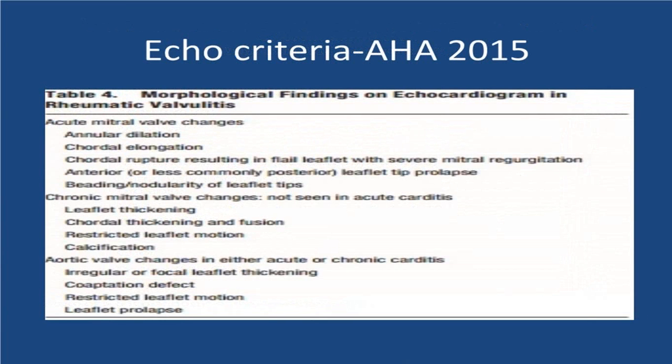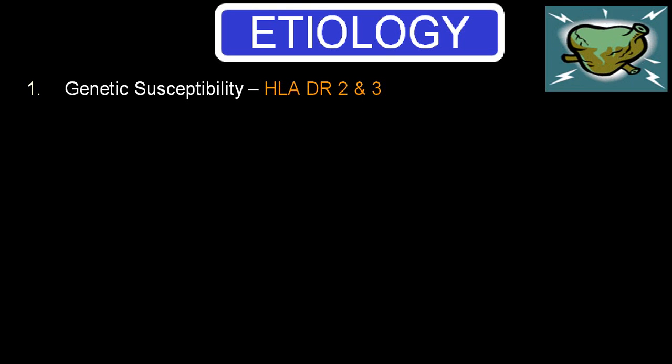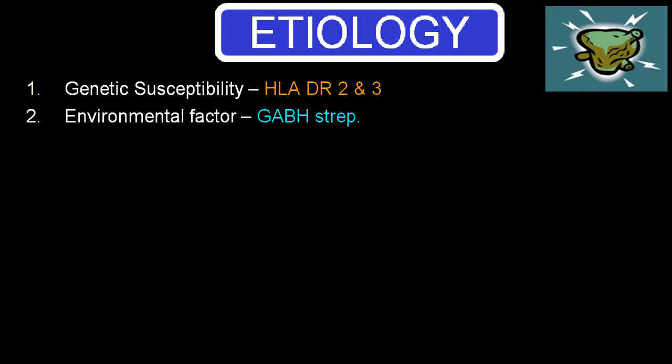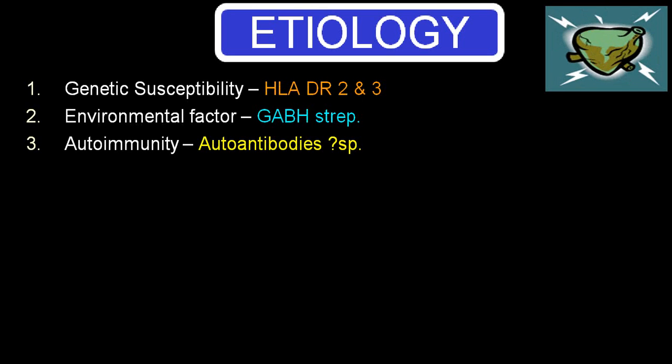There is another echo criteria published by the American Heart Association in 2015, where you can get involvement of acute mitral valvular changes, chronic mitral valvular changes, and aortic valvular changes, which can be either acute or chronic. Depending upon that, you can label it as rheumatic fever. Etiology wise, it is group A beta hemolyticus.